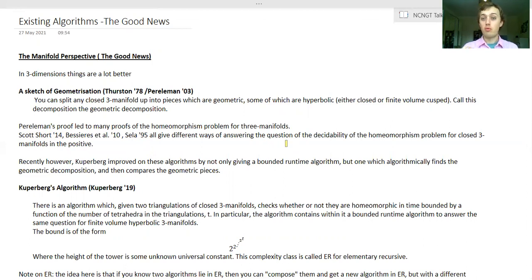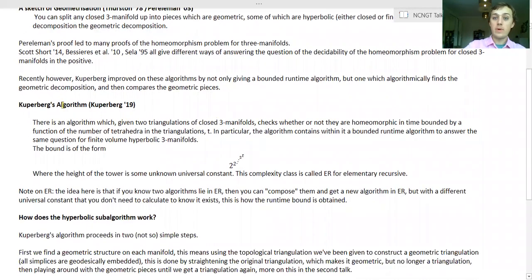And so recently, Kuperberg improved on these algorithms in two ways. Firstly, he gave a bounded runtime algorithm for the first time. And secondly, his bounded runtime algorithm was the first, at least that I know of, which instead of using the knowledge of geometrization to prove that some other technique that didn't use geometry would work, makes this geometrization effective. The algorithm actually cuts the manifolds up into pieces and then compares the pieces, taking advantage of their geometry. Okay. So what that means is that Kuperberg has to come up with an algorithm to compare the hyperbolic pieces.